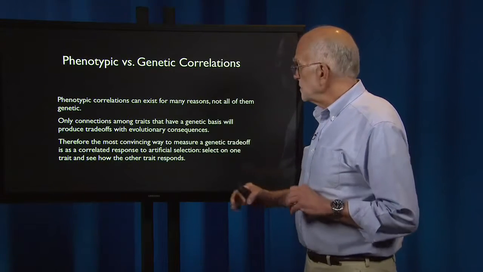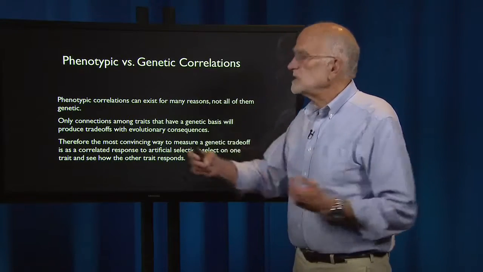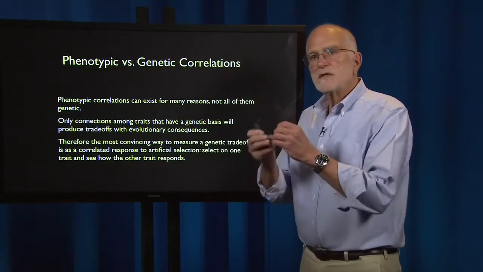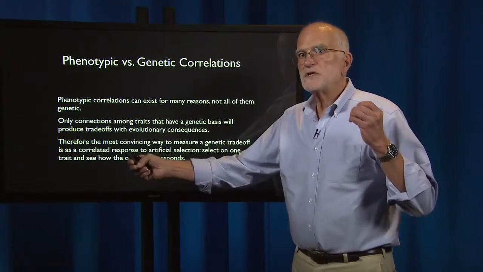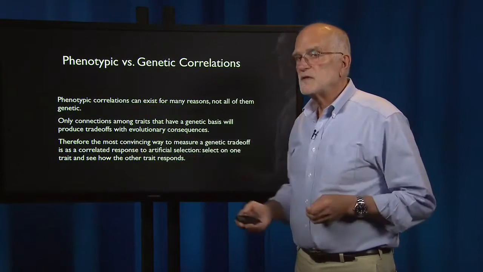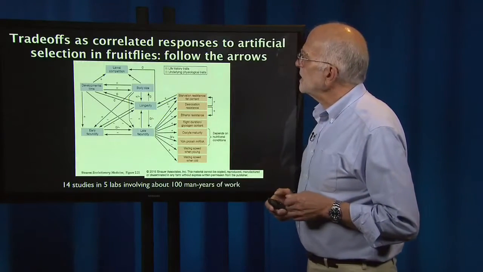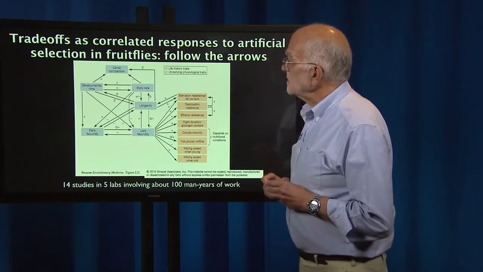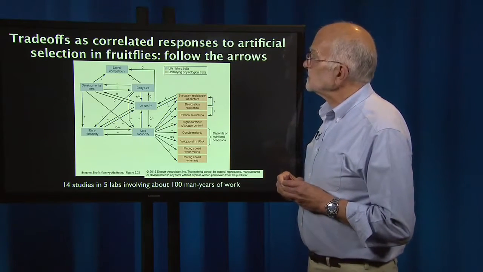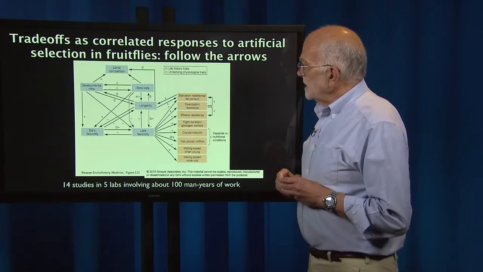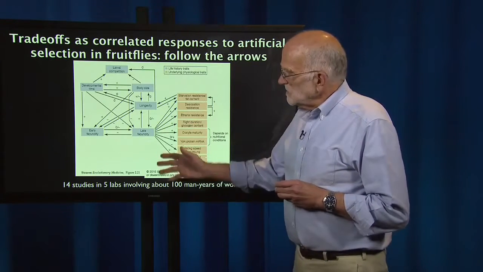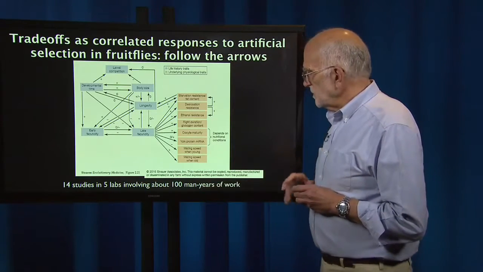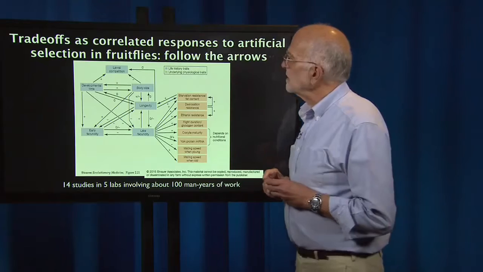The idea here is that one selects on one trait and then sees how the other trait responds. And if an improvement in one trait leads to a decreased performance through the other trait, then you've demonstrated a trade-off. Here is an example of measuring trade-offs as correlated responses to artificial selection. It was done in fruit flies. Now, this is a summary of a tremendous amount of information. It's 14 studies done in 5 labs involving about 100 man-years of work.